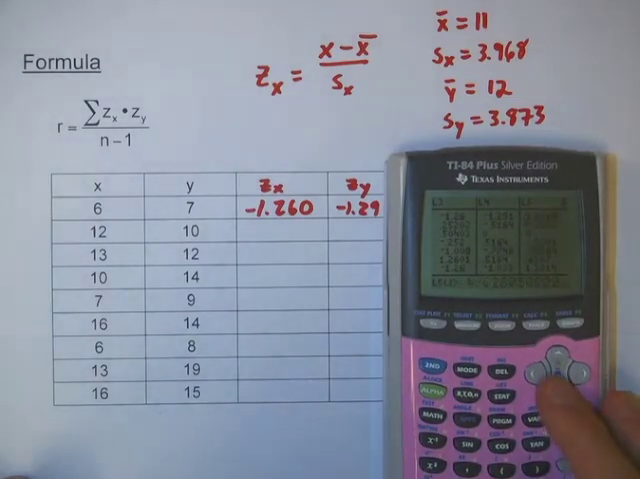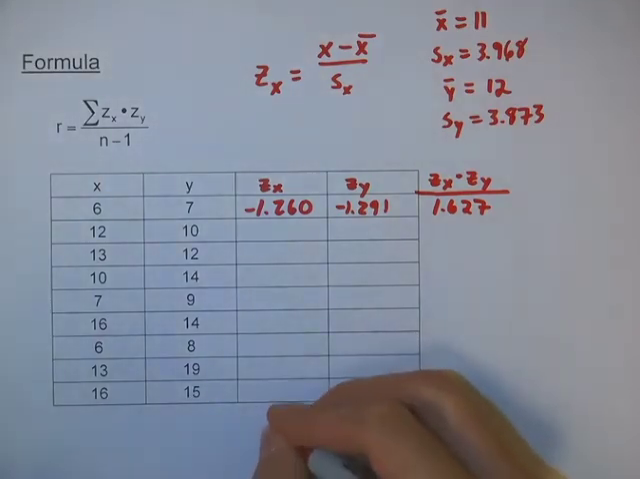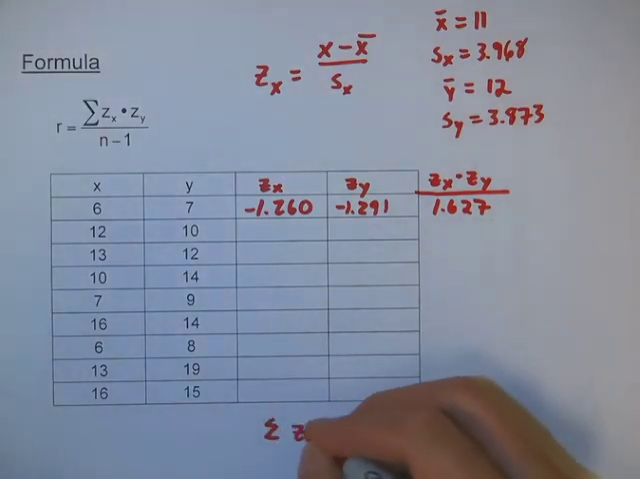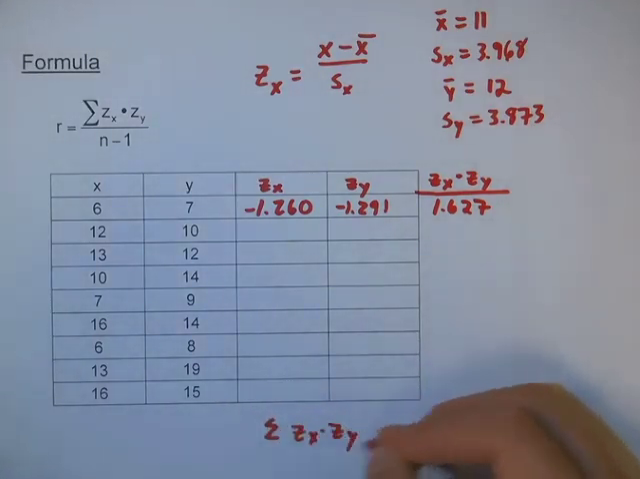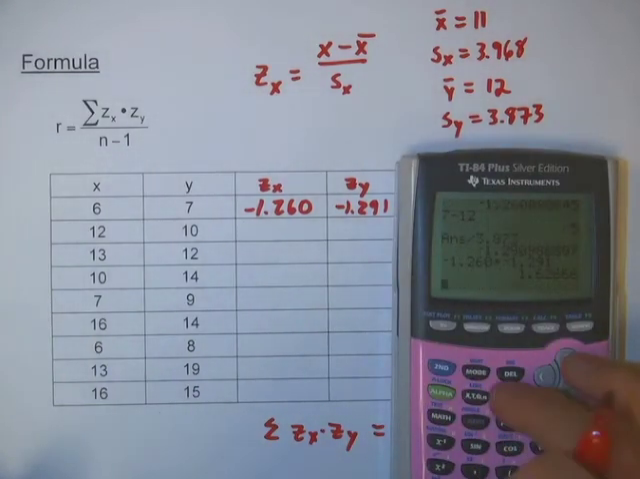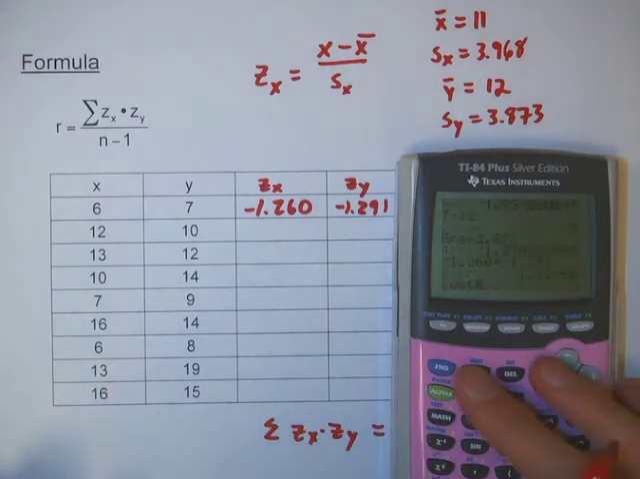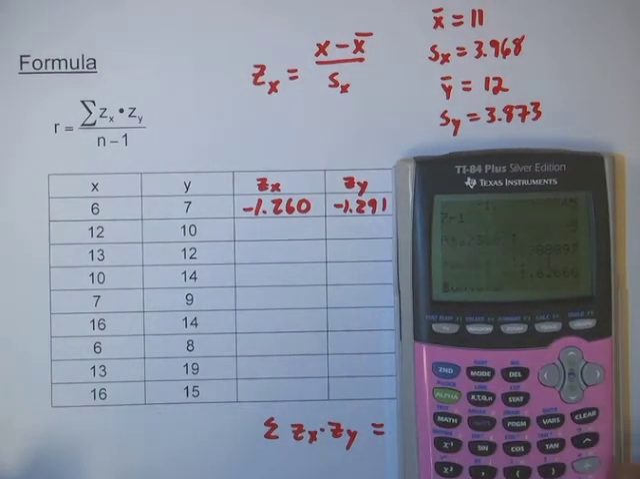Now I'm going to find the sum of that new list, which is zx times zy, by using the sum function. So I'm going to do the sum of that fifth list. This is going to be about 5.986.